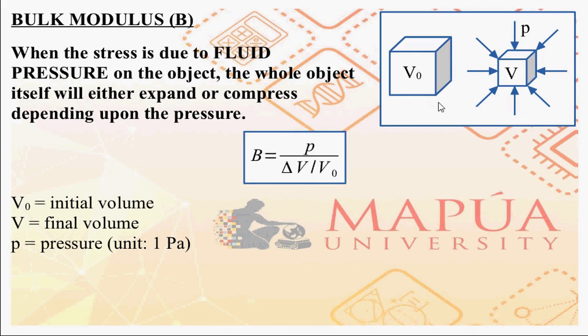Force applied on the whole surface area of the object, resulting in volume change, initial volume, final volume. So that's stress, pressure, P. Strain is measured in terms of volume. Change in volume divided by initial volume. So, bulk modulus is equal to pressure over delta V divided by V naught. Unit of pressure is also Pascal.